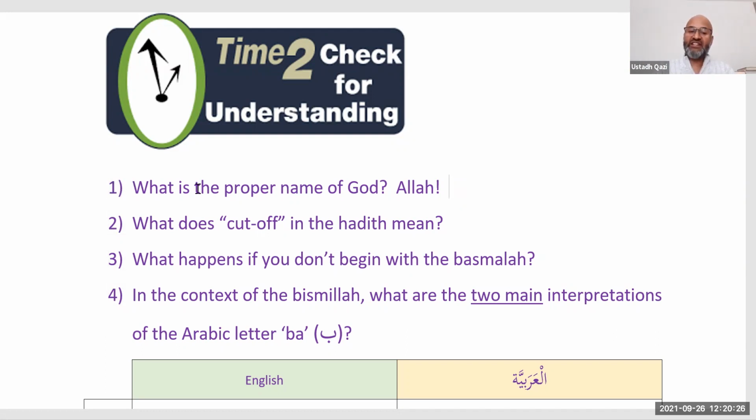Although some scholars have said it's okay to do that. So, I'm not going to say it's totally wrong or haram or anything like that. I'm not going to say that. I'm just saying it's my personal preference to not do that.